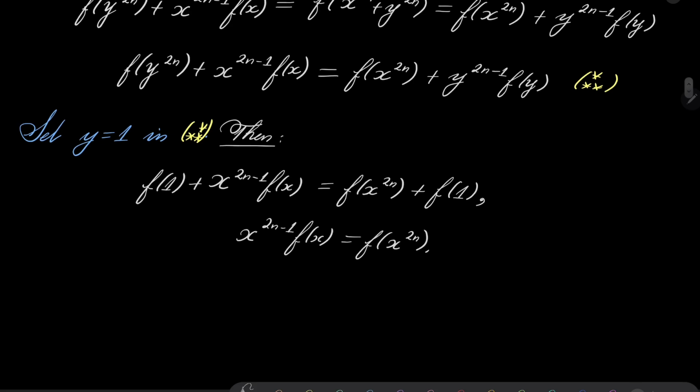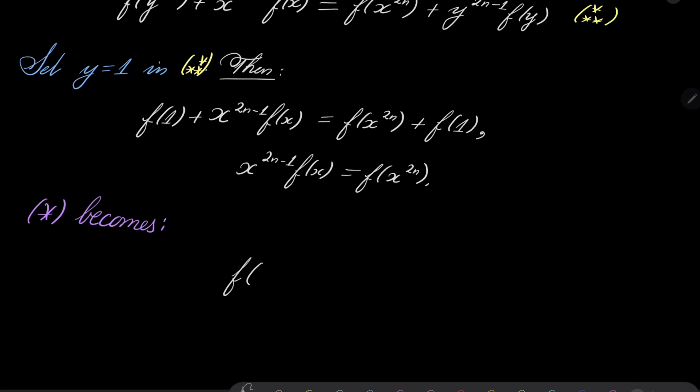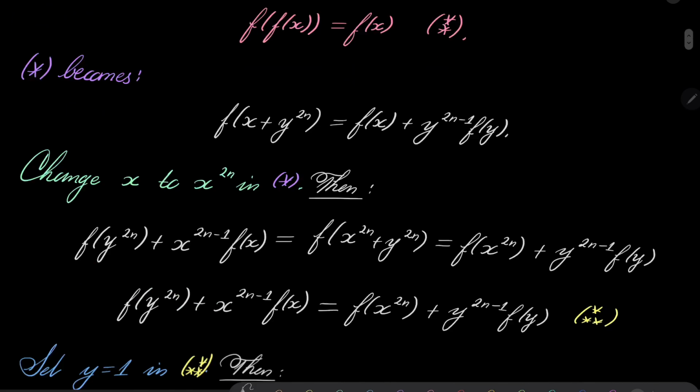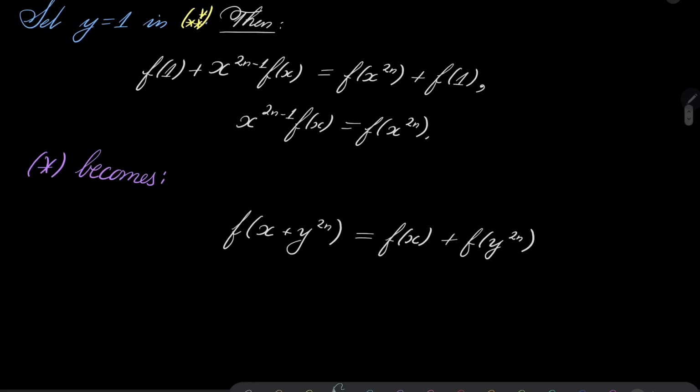And using this equation, we can rewrite our condition asterisk once again. Asterisk now becomes, let's take a glance at our equation, f of x plus y to the power 2n equals f of x, and instead of y to the power 2n minus 1 and so on, we can write f of y to the power 2n. Alright, and now notice that this holds for any real numbers x and y.